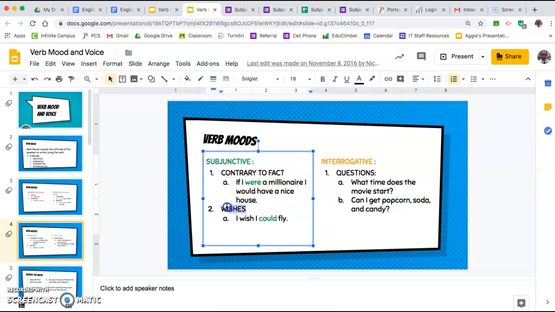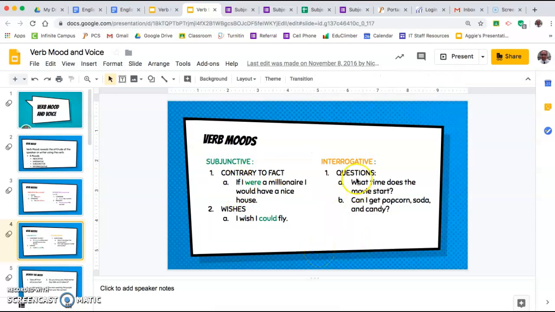And it could just deal with wishes as well. So this is pretty similar to the top one. But instead of somebody saying, if I were a millionaire, they could say, I wish I was a millionaire, or I wish I were a millionaire. I wish I could fly. So the word wish and the word if are the two words that you want to keep in mind when you're looking at if something is in the subjunctive.